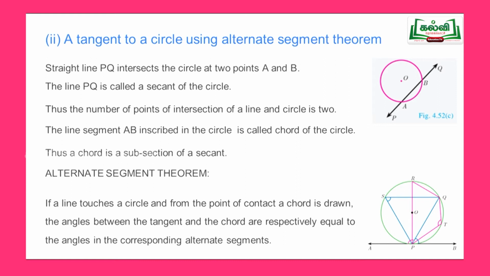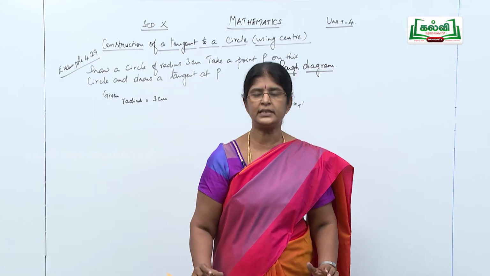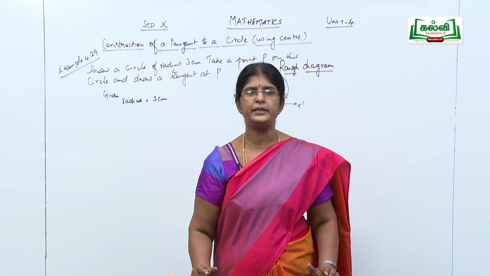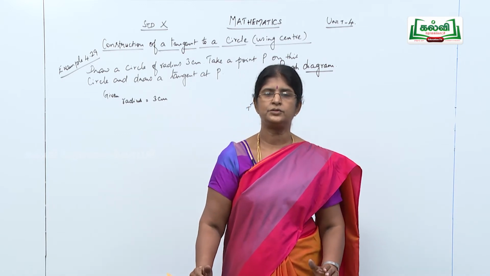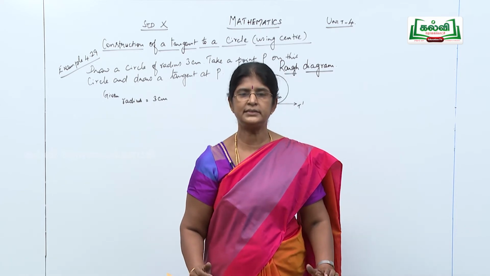Thus, a chord is a subsection of a secant. So, the full line is nothing but the secant, but the portion of the secant is nothing but the chord AB. So, thus the chord is a subsection of a secant. So, now we are going to see the alternate segment theorem.